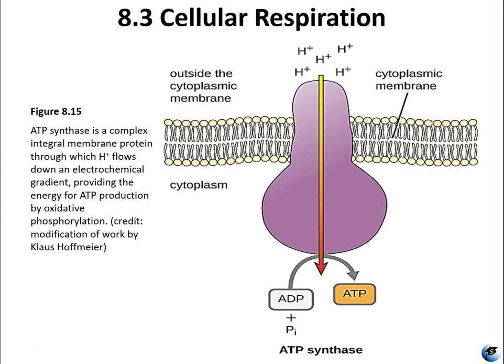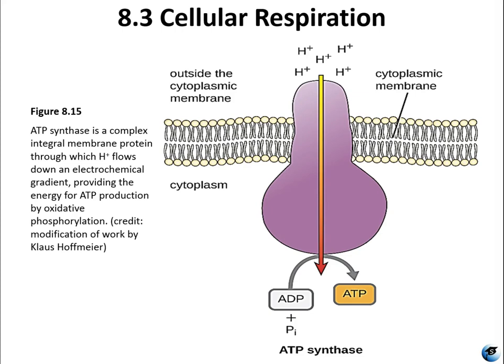So let's have a look at figure 8.15. This is looking at the ATP synthase. And like you saw in the video, this is an integral membrane protein through which the hydrogen ions flow down their electrochemical gradient. And this results in the formation of ATP from ADP and a phosphate group. And this specific part of the electron transport chain is a result of proton motive force, and it is known as oxidative phosphorylation. Also in the video you saw the cytochrome C complex.